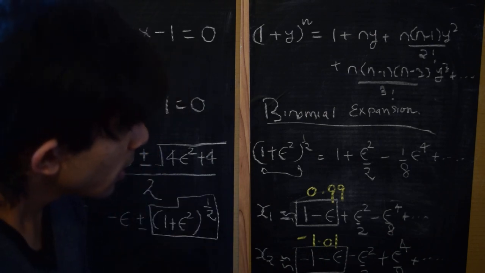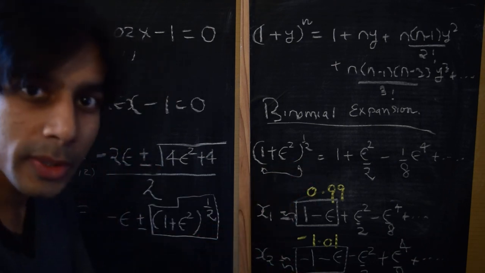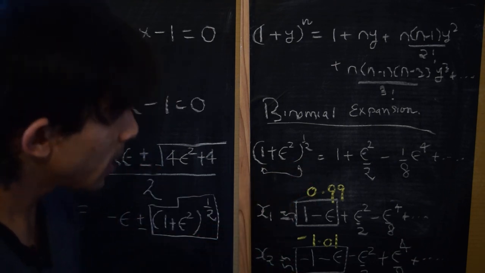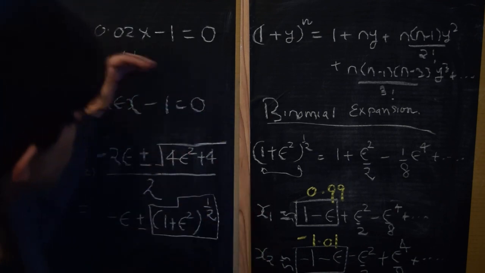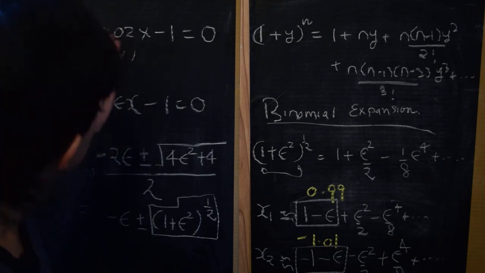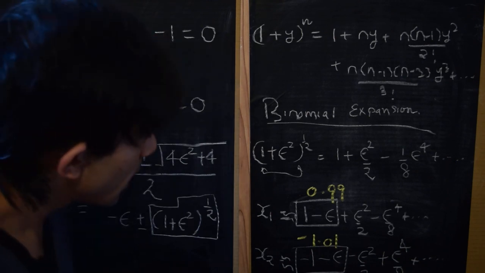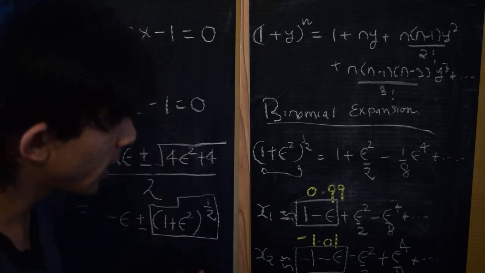So this is basically where we step into perturbation theory. The idea behind perturbation theory or perturbative expansions is, given a more complicated equation, let's say you had x to the power of 20 instead of x to the power of 2, plus 0.02x minus 1 equals 0, then we cannot write down a closed form solution in this form. So what do we do then?